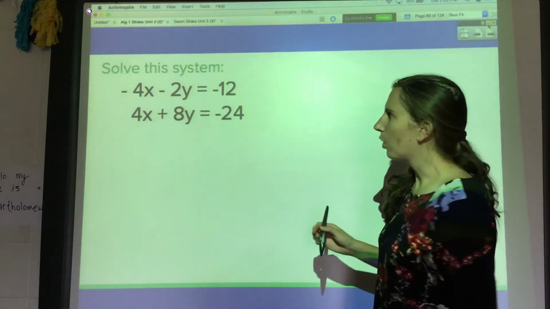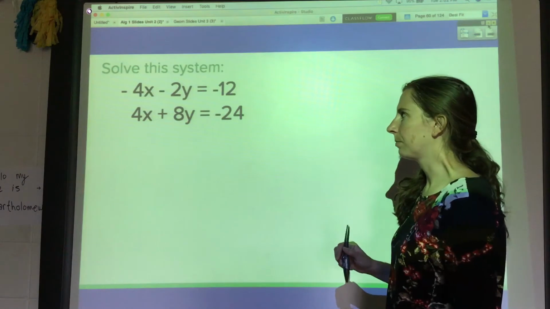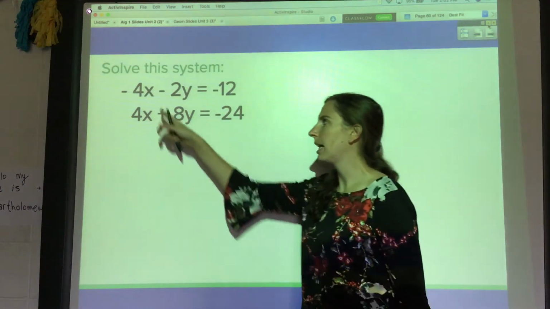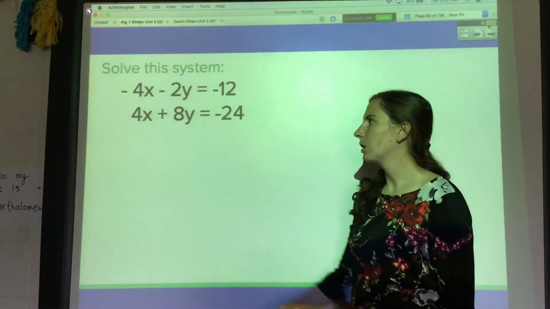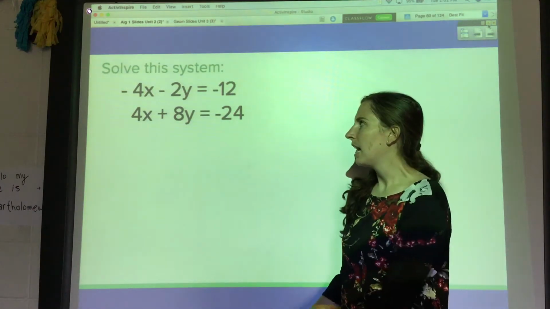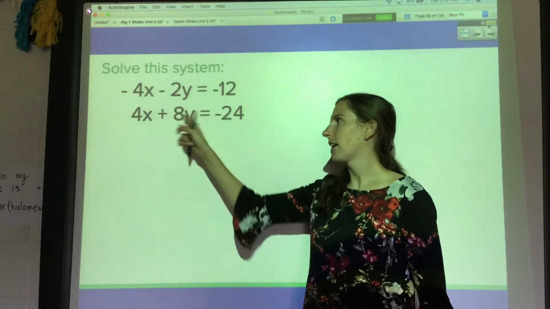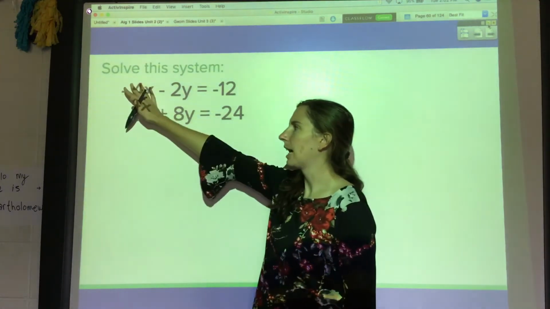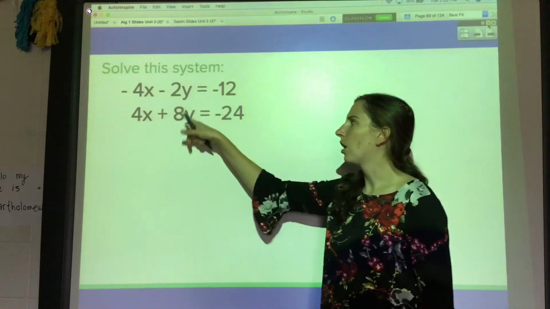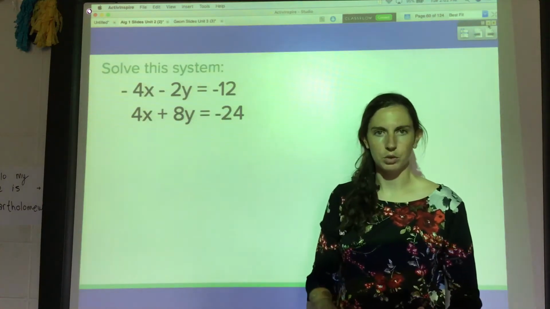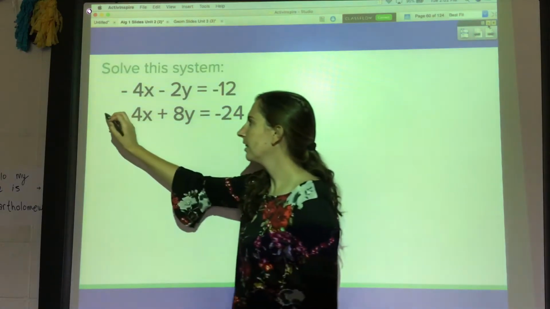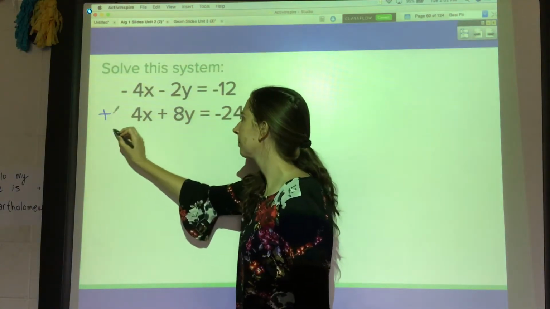Okay, so here's how elimination works. Basically, we are going to try to eliminate one of the variables so that we can solve for the other one. Like, I'm not going to be able to solve for both x and y simultaneously. But if I could just get rid of the x's for a second and just solve for y, that would be helpful. And we can do that by adding the two equations together.